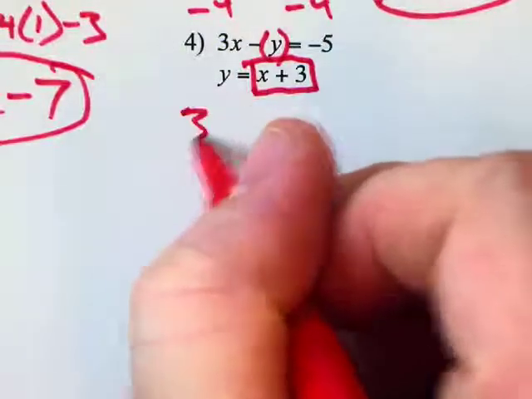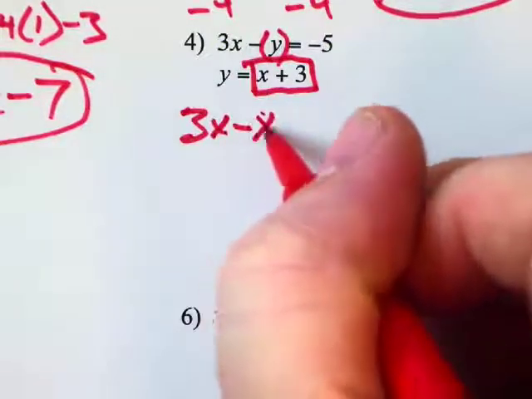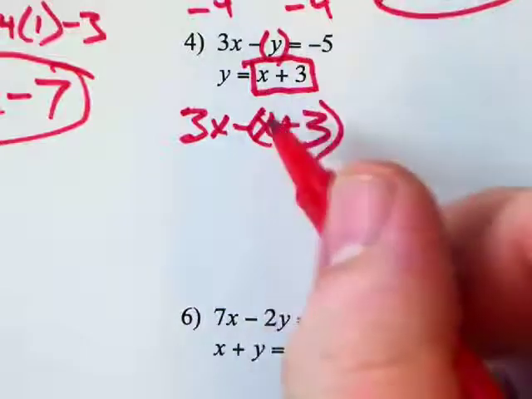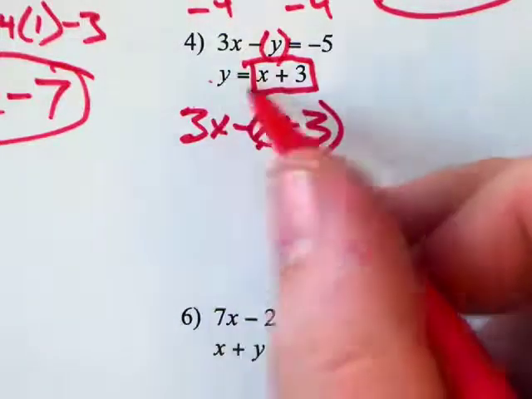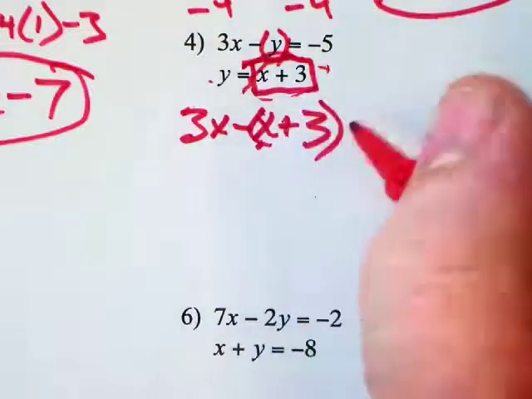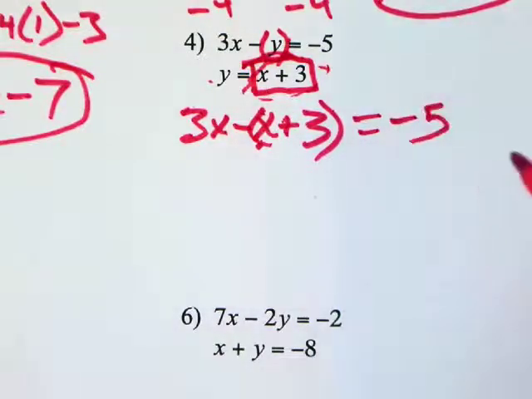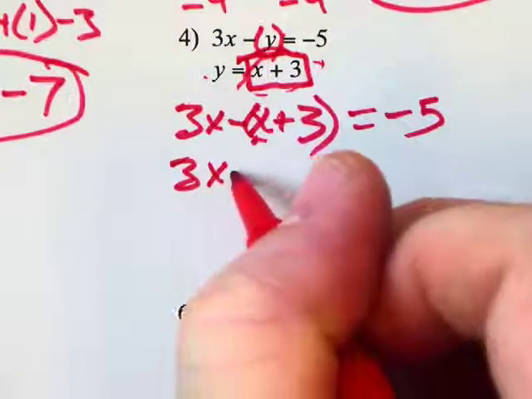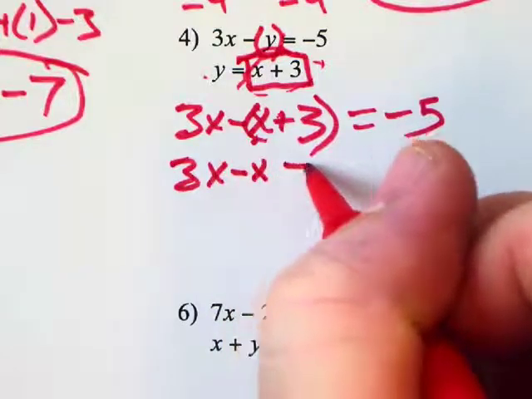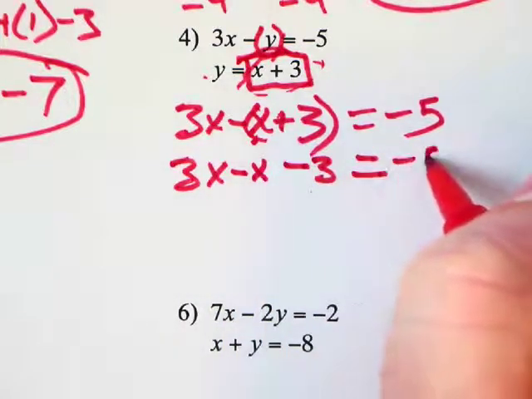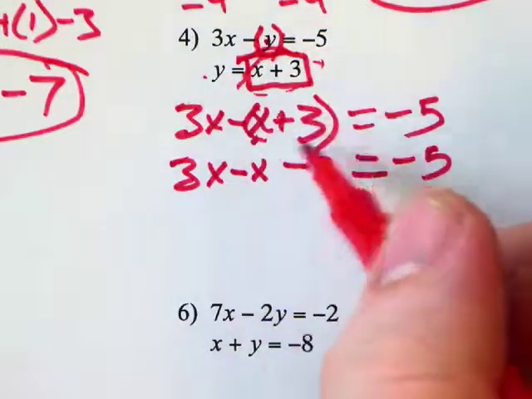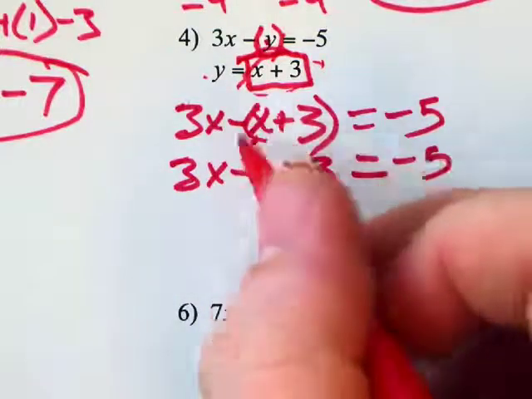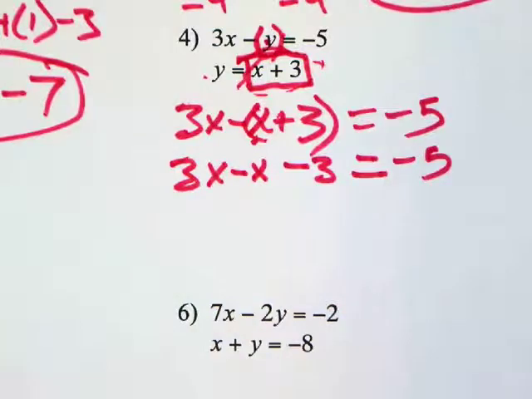So I'm left with 3x minus (x plus 3). And notice this time I'm putting it in parentheses. It's very important because it's minus that whole thing. Equals negative 5. Okay, now I have to distribute that negative throughout, and I'm left with 3x minus x minus 3 equals negative 5. So you see how it's important to distribute the negative all the way throughout the whole problem. That's why I always say when you plug in, always put it in parentheses.